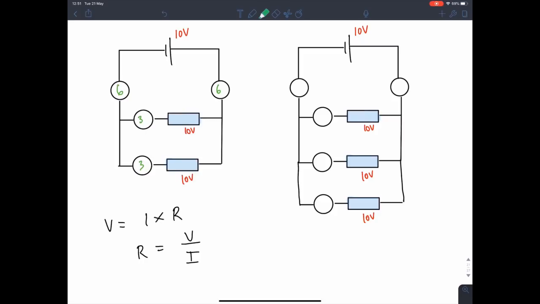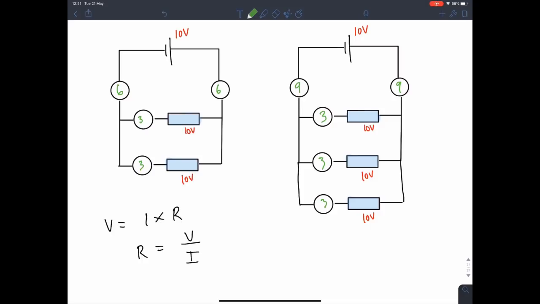Before, we only had 2 branches, but now we've added another branch, which means that the current has more space to go through. It's got 3 branches to travel across, which means overall, there's going to be more current traveling in this circuit compared to the one on the left. Since there's going to be more current flowing, that means the number on the ammeter is going to be a much greater number. So it might be, let's say, 9. So 3, 3, 3, and then of course 9 again. Okay, so the rule is when you add more branches, there is more space for current to flow.